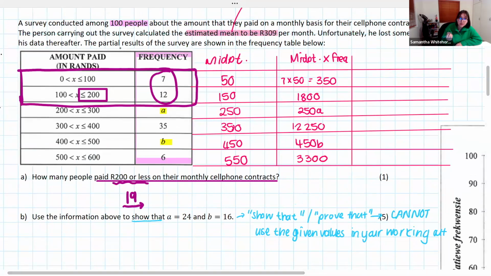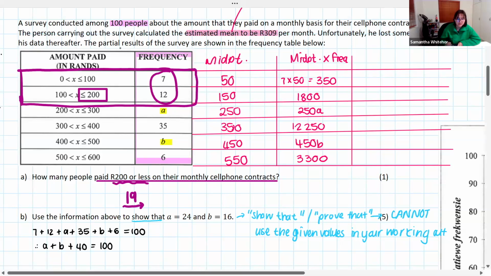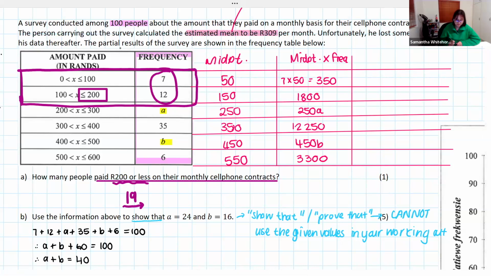Okay. So we do know that if we add up all our frequencies, we should get 100. But I'm not going to assume what A and B are. So 7 plus 12 plus A plus 35 plus B plus 6 must give me 100. I know that's true. Don't know what A and B are, but I know that's a true fact. If you add 7 plus 12 plus 35 plus 6, you get 40. So we get that A plus B plus 40 is equal to 100. You don't get 40, you get 60. I do apologize. And so if you want to neaten that up a bit, A plus B is equal to 40. Okay, so we've got that information.